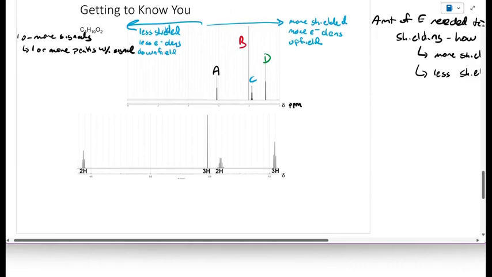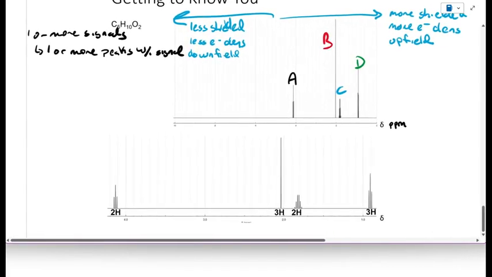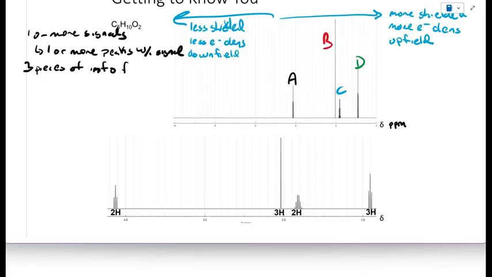What do we actually do with an NMR then? There are three pieces of information that we get from every signal in an NMR.